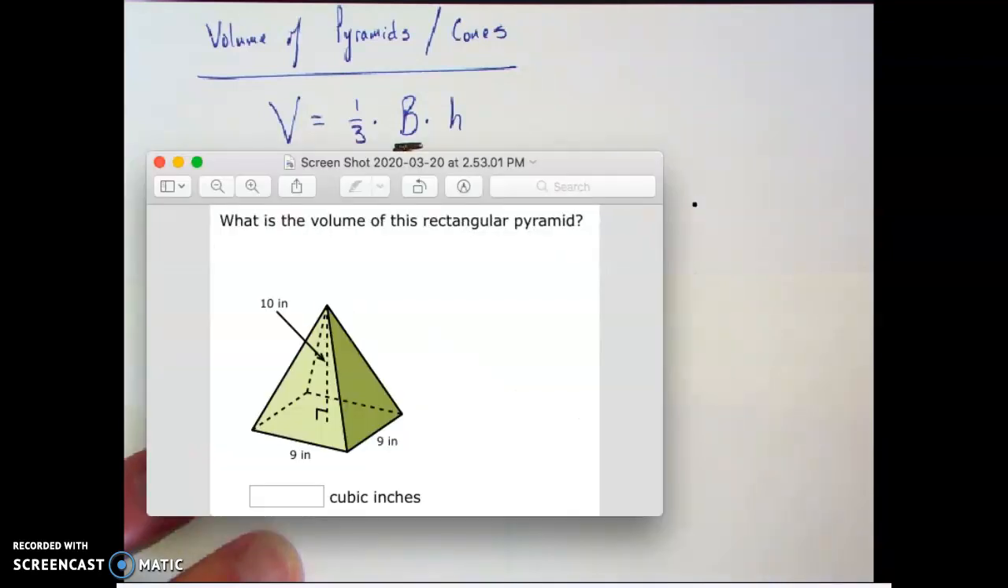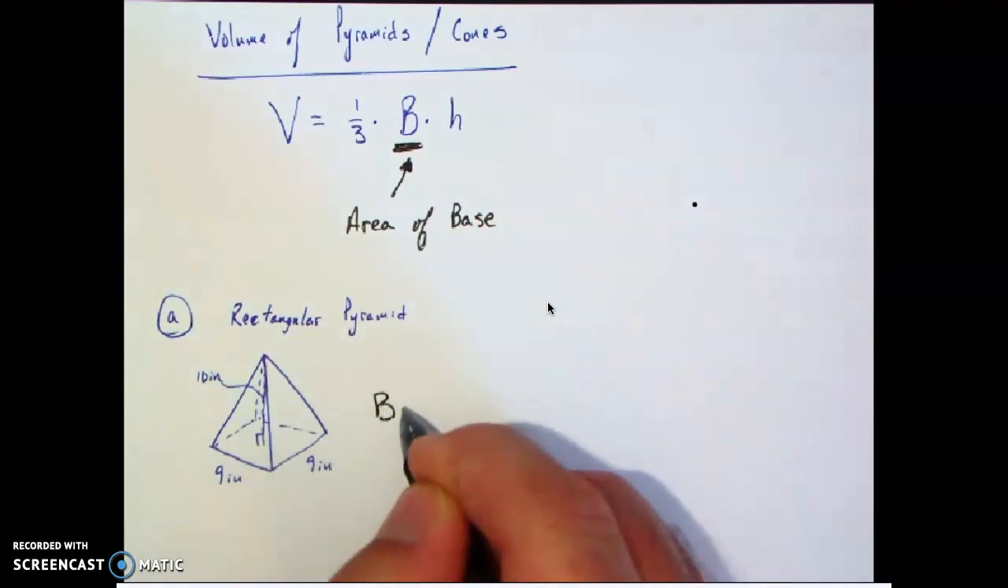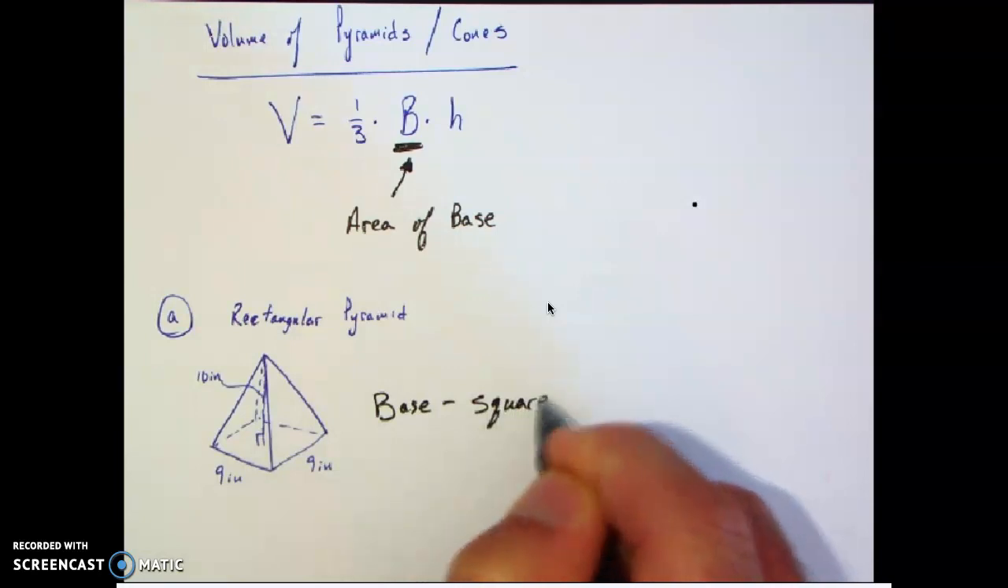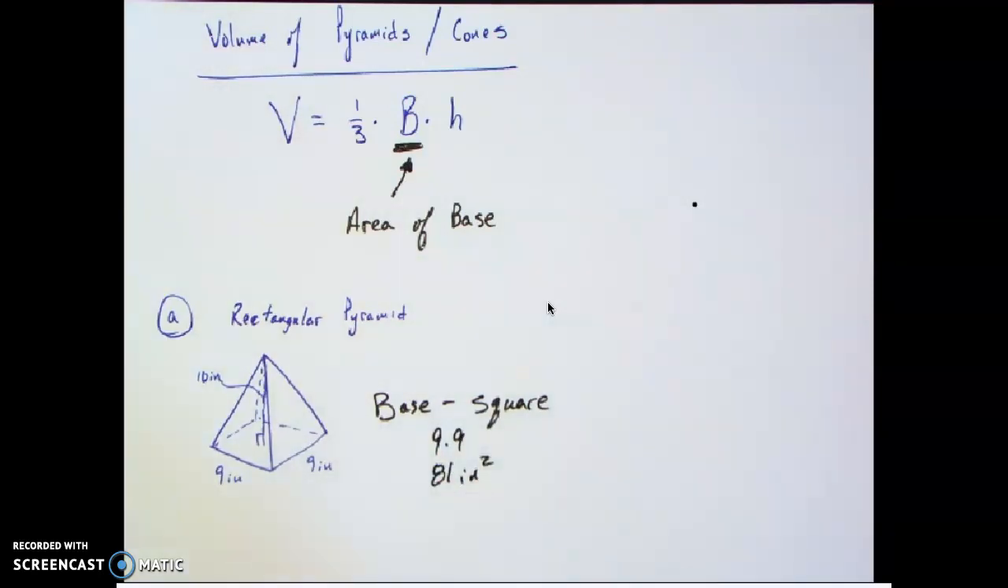So in our first example, we're looking at the volume of this rectangular pyramid. We can see that the base here is a square, 9 by 9, and then we're shown the height is 10. Looking at this example, we want to identify the base first. It is a square, and we can find the area of the base by taking 9 times 9. So we have 81 square inches for the area of the base.